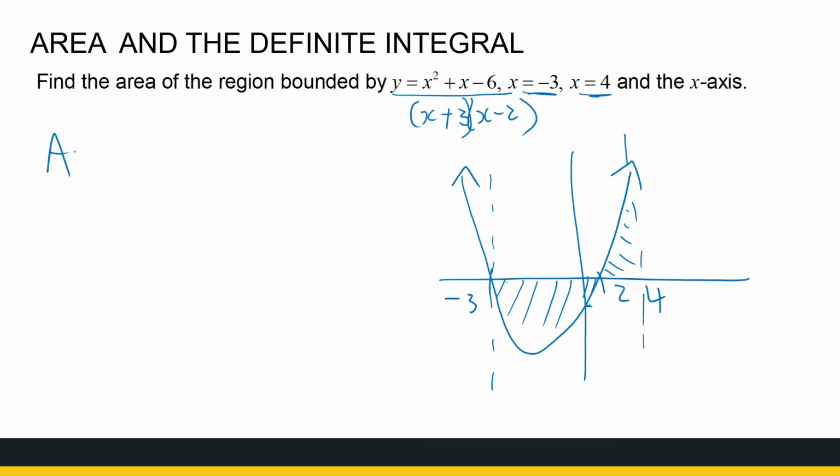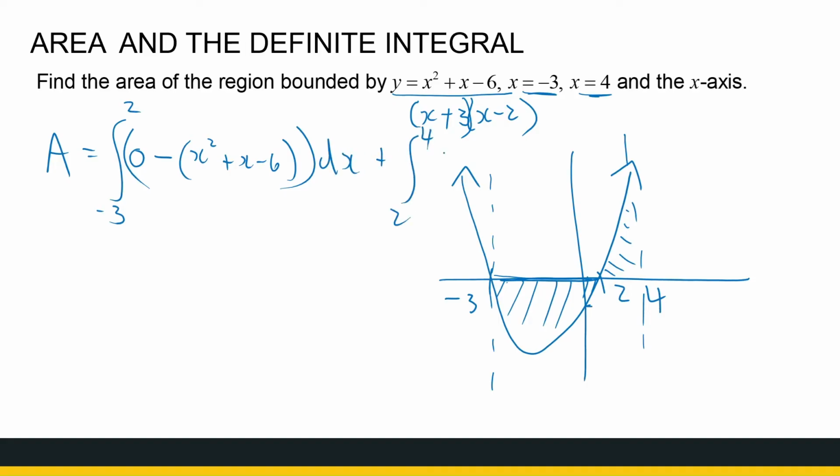So to set up that integral, that's the most important part. The integration you can do by now, but setting up is the problem. So we go from minus 3 to 2. What function's at the top? Well, it's actually 0. 0 minus my function, x squared plus x minus 6. And add to that the integral from 2 to 4. Now what is on top? Well, my parabola is on top. x squared plus x minus 6. And you can say minus 0, but that would not make a difference. So we have to break that area up into two parts, else we're not going to get it right.